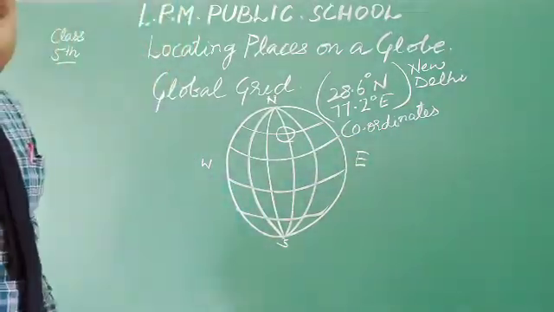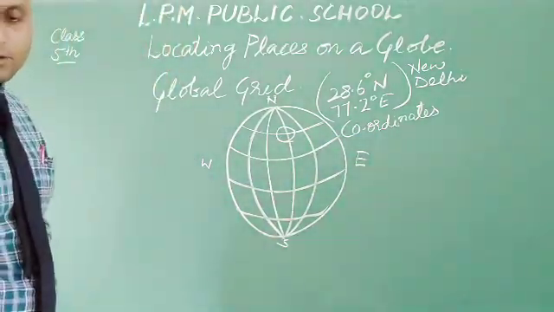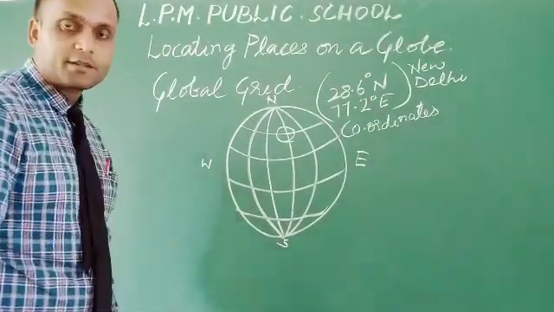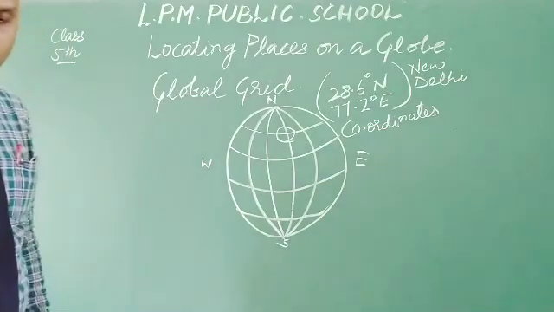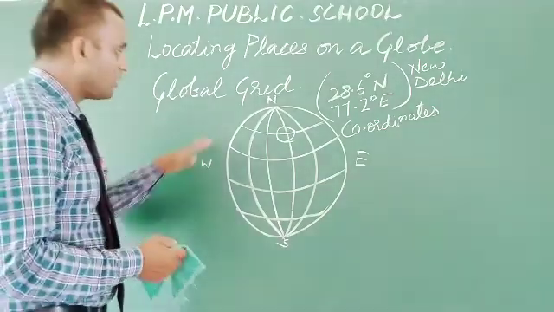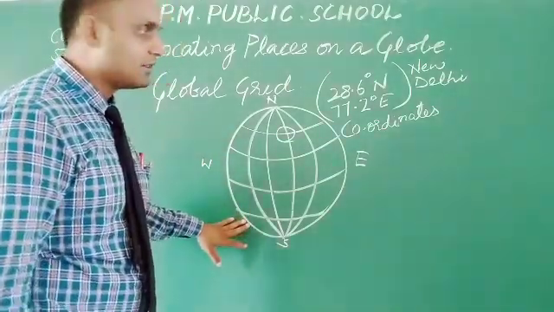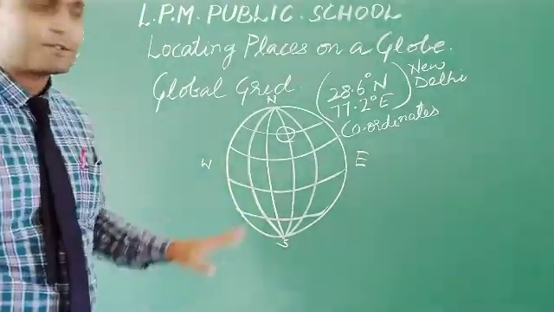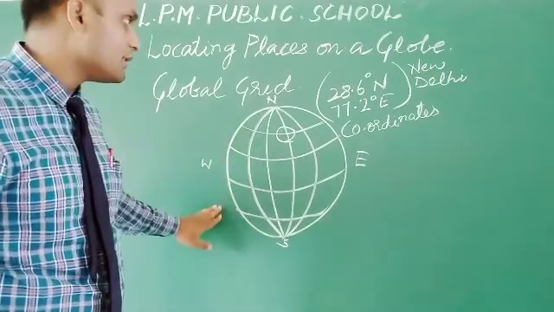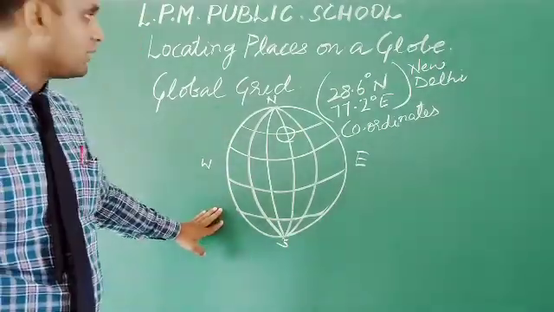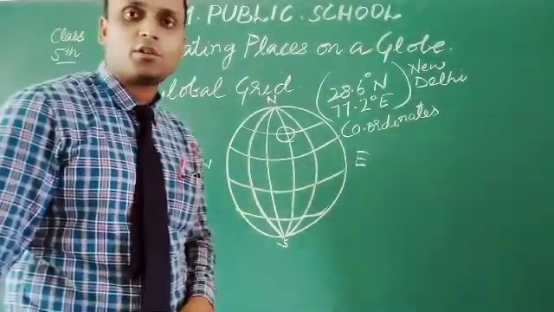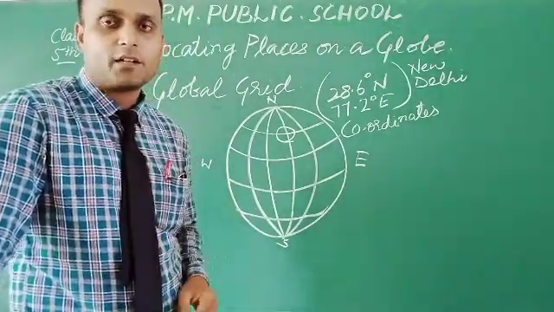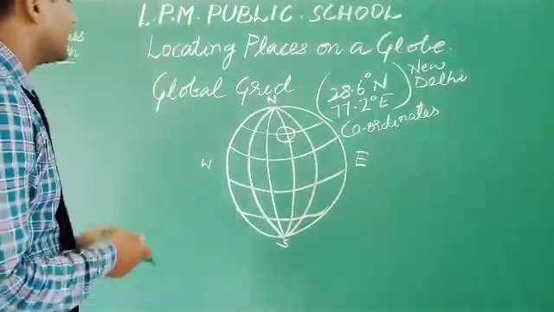After that, turn the page. On page number 6, we have the summary of this chapter. I hope you understood all these points regarding the global grid, and I hope you will write these points in your rough copy as well, and complete your pair work, which is being provided by the school.